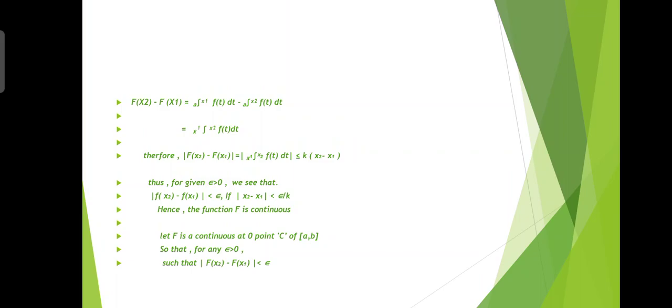Therefore the modulus of F(x2) minus F(x1) is equal to the modulus of the integral of f(t) between the limits x1 to x2, which is always less than or equal to k times (x2 minus x1). Thus for a given epsilon greater than 0, we see that the modulus of F(x2) minus F(x1) is less than epsilon if the modulus of x2 minus x1 is less than epsilon by k. Hence the function F is continuous.